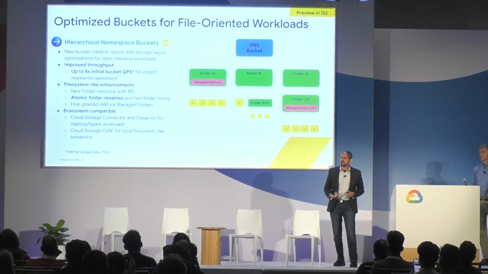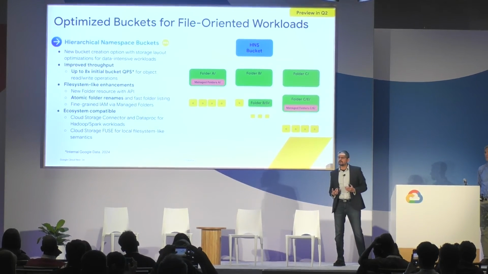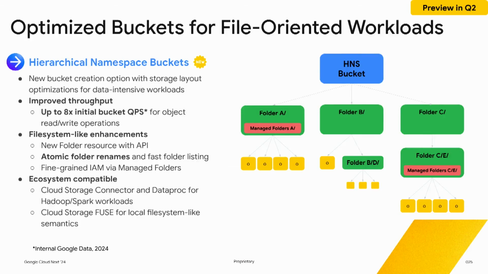So how can we actually optimize the bucket to start looking more hierarchical? That's why we're really excited to announce today the upcoming preview for hierarchical namespace buckets. Hierarchical namespace buckets are a new bucket creation option which optimizes the storage layout. So instead of a flat namespace, you have folders, and you have objects that sit within those folders, backed by API resources.